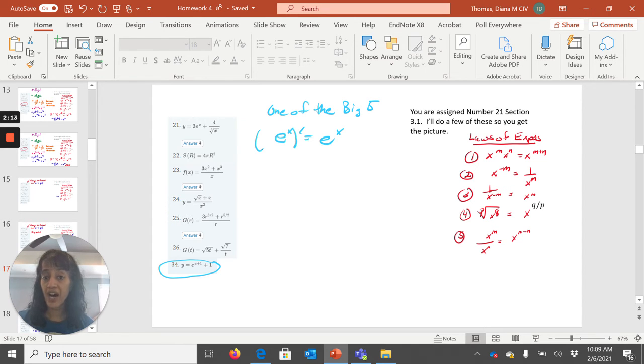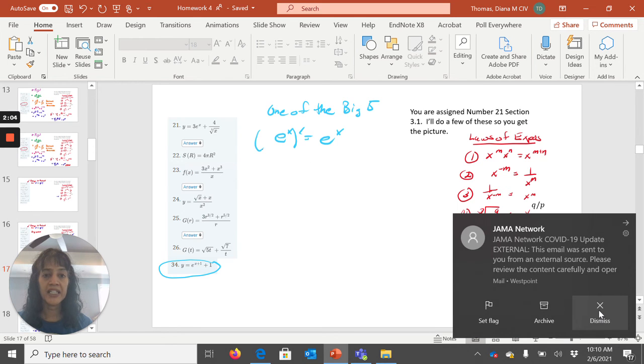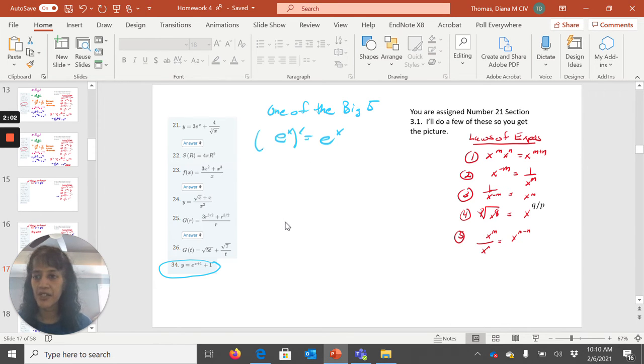It's one of the big 5. The big 5, I'm going to come up with the big 5 in a second, but it's like the Pac-10, except it's the big 5 of calculus. e to the x, prime, is e to the x.